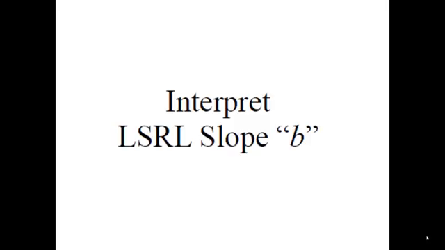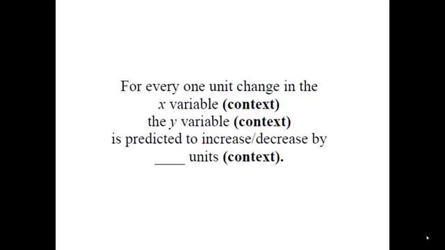Interpret least squares regression line slope b. For every 1 unit change in the x variable in context, the y variable in context is predicted to increase or decrease by blank units in context.